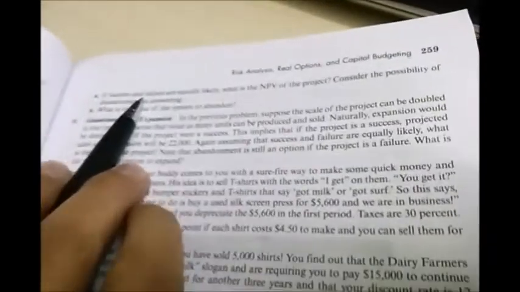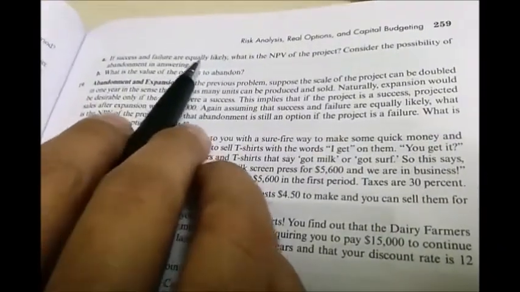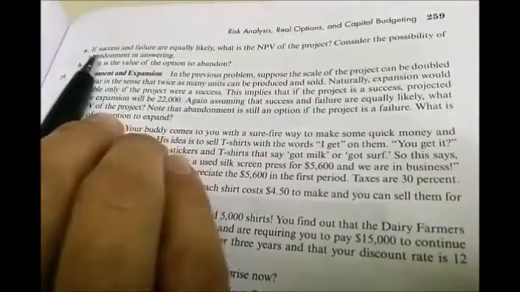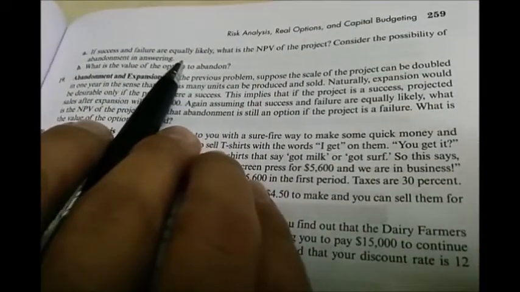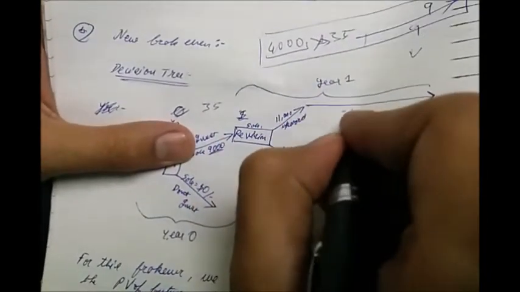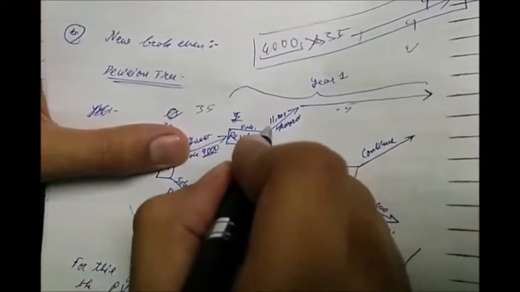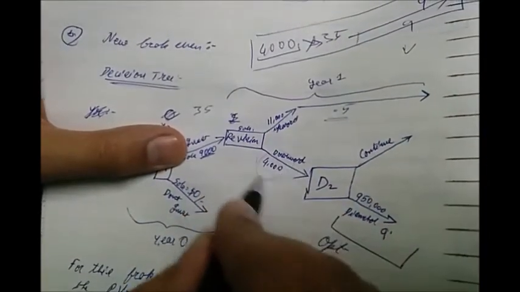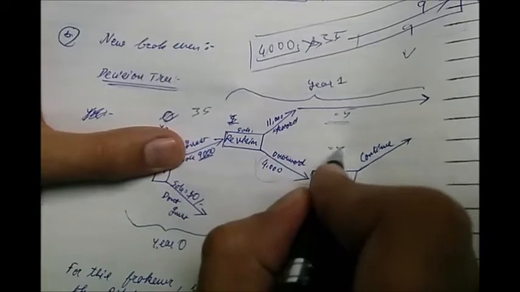Now the first question it is asking: if success and failure are equally likely, what is the NPV of the project? Consider the possibility of abandonment in our answering. So what it wants us to do is, it is saying equally likely. So what is the probability that I will be getting this many units? The probability is 0.5. So whatever will be the NPV from this, I'll multiply it by 0.5. What is the probability that I will be selling 4,000? It is again 0.5.